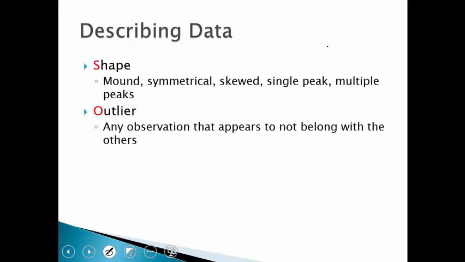Is there an observation that just doesn't look like it belongs with the rest of the data? That's something important to pass along. It could be an indication of data that's been incorrectly recorded. It might just be a strange observation that we should keep an eye on down the road. We want to talk about the center, the middle of the data, and the two most common are the mean and the median.